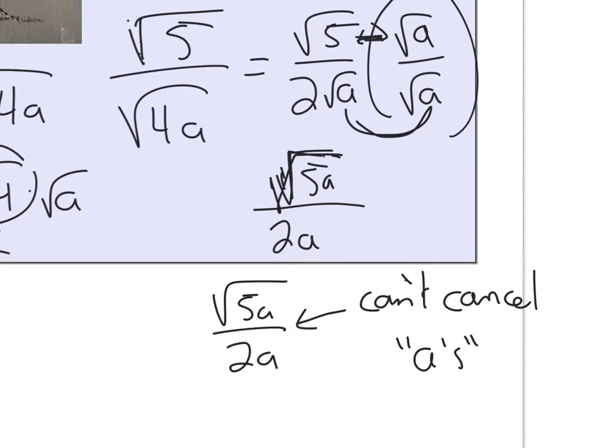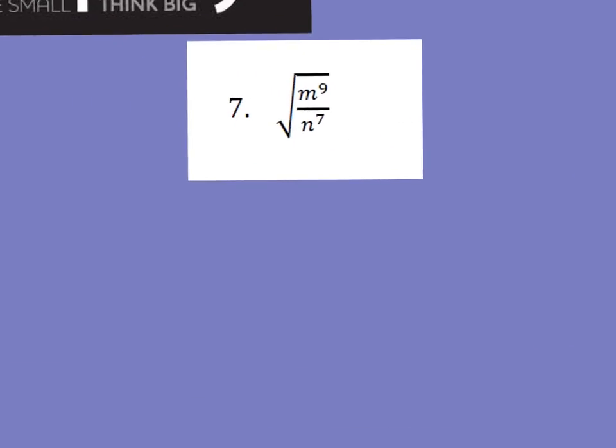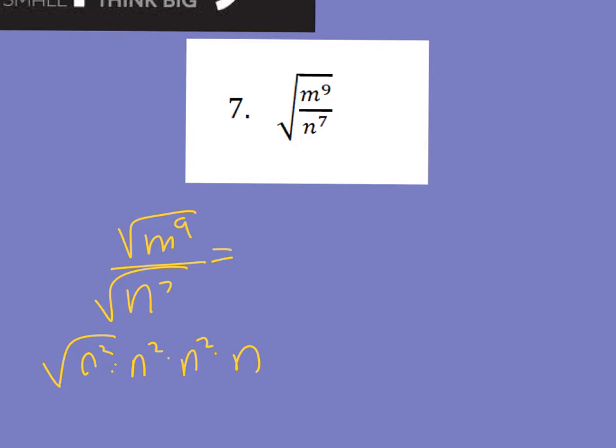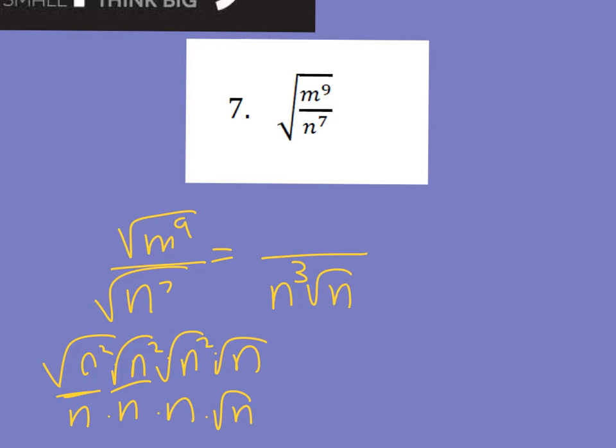Because 1 is underneath the square root, you cannot cancel those out. So if I look here, m to the 9th over n to the 7th, and it's a square root. Let's start with the bottom. That'll be n squared times n squared times n squared times n. So it's the square root of all those. Well, the square root of n squared is n, times the square root of n. So simplified, this becomes n to the 3rd square root of n.